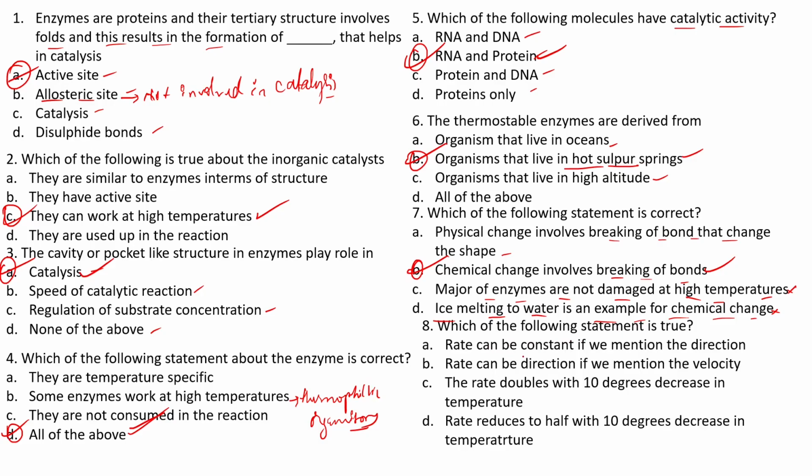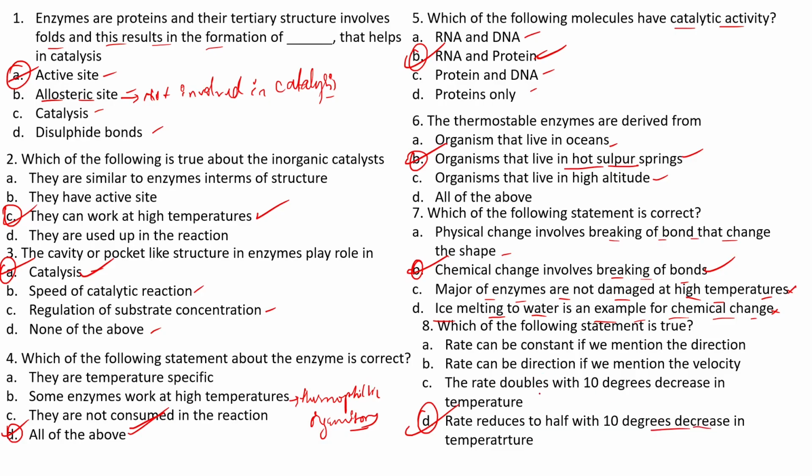Yes. The next one, which of the following statements is true? A rate can be constant if we mention the direction. Rate can be direction if we mention the velocity. The rate doubles with a 10 degrees decrease in the temperature. The rate reduces to half with the 10 degrees decrease in the temperature. Exactly, the rate of the reaction decreases to half with the 10 degrees decrease in the temperature.